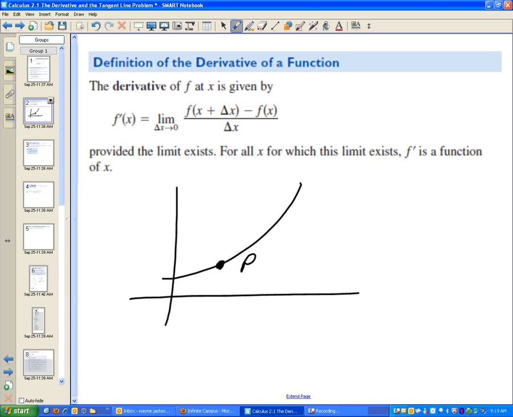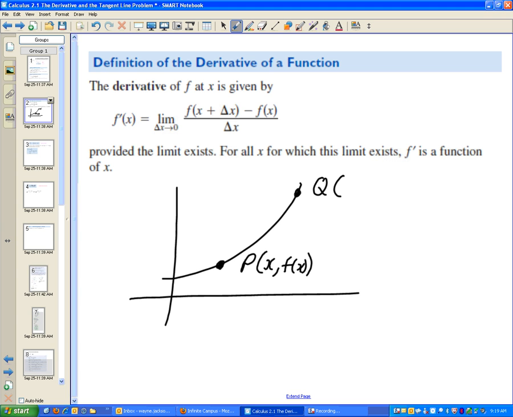First, let's make up some coordinates for point P. We'll call its x-coordinate x. If we call its x-coordinate x, what would be a fairly logical name for its y-coordinate? f of x. Y, which we can call f of x. Okay. Then we have point Q over here.